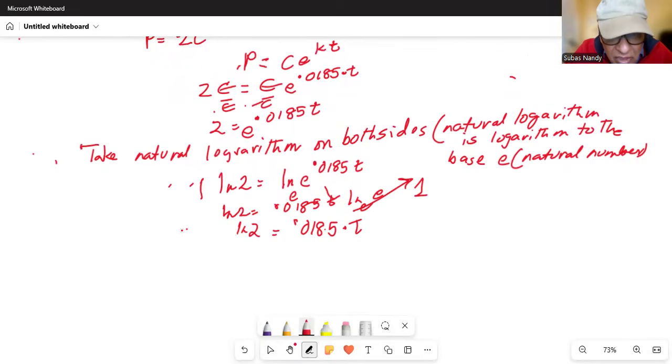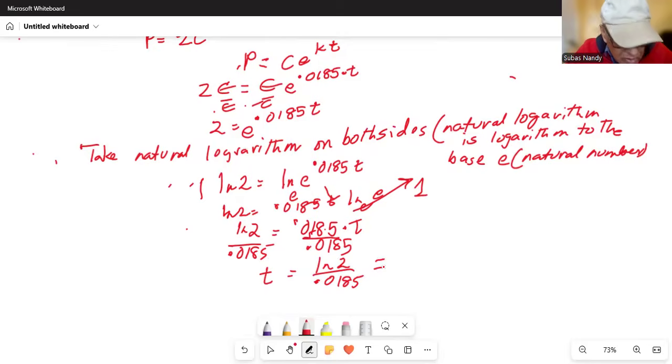Okay, so therefore to get t, we will divide by 0.0185 on both sides. Hence t is equal to natural logarithm of 2 divided by 0.0185, and that will work out to, if I use my calculator, 37.5 years. That's your final answer. Let me walk you through the steps I took.